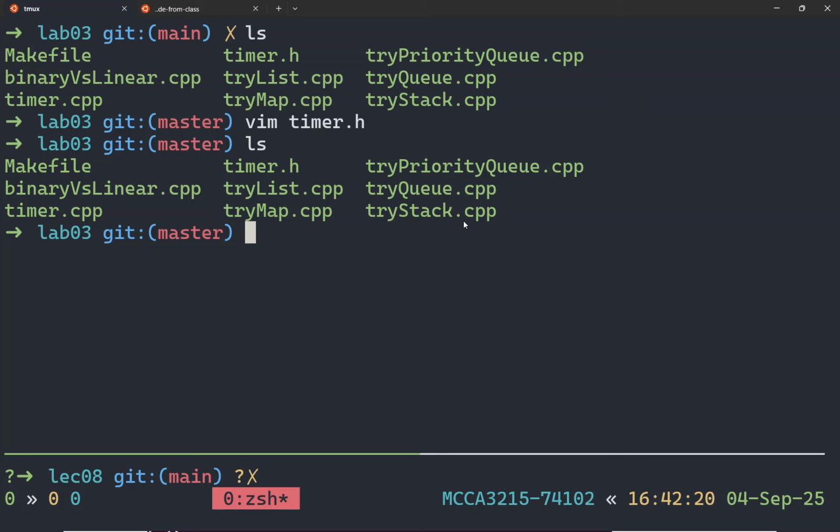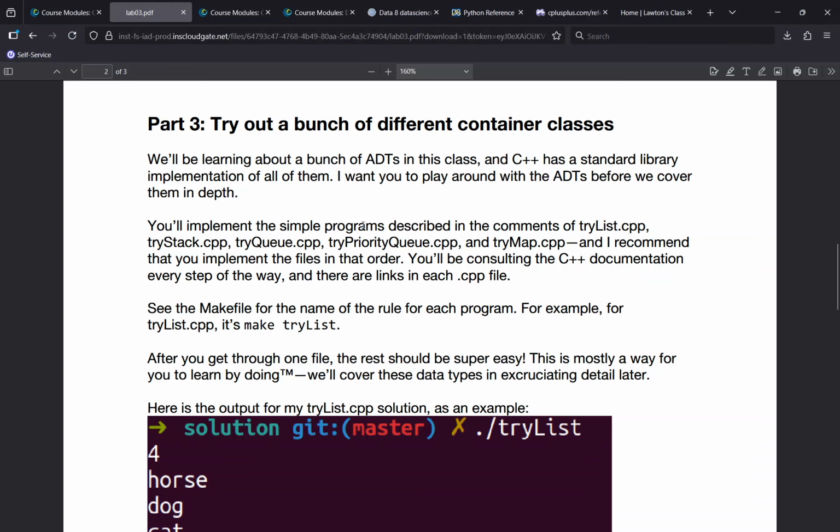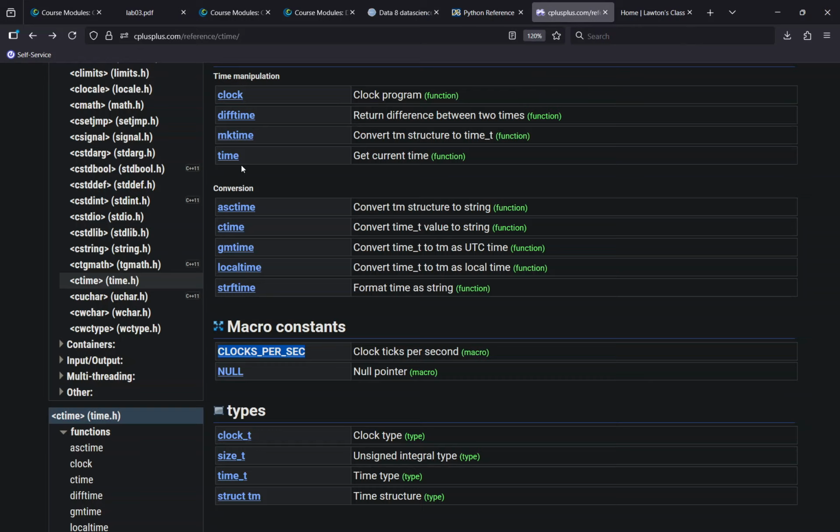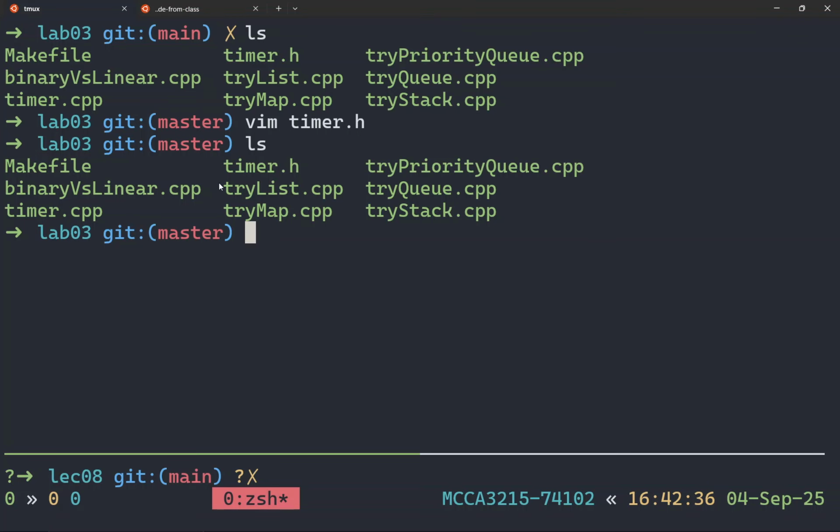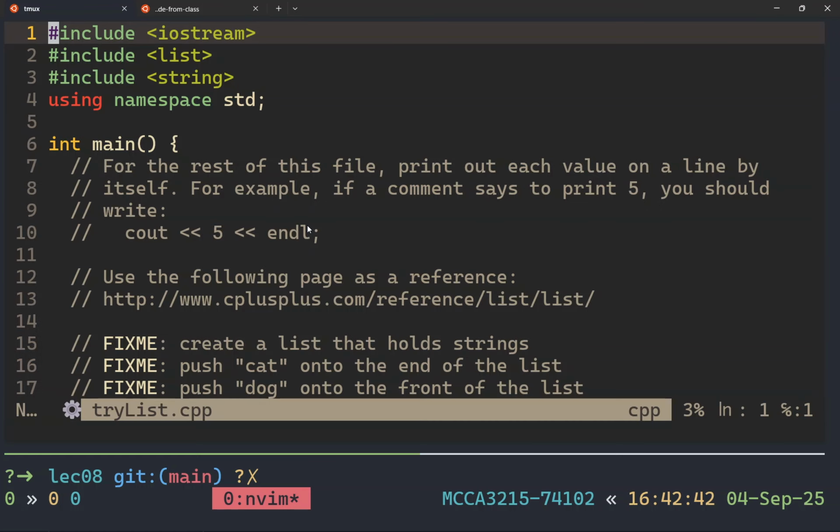So just like vector, you implemented that. Eventually you're going to implement linked list, but there's a list class in C++. Go and use that. Go and understand it. All right, so that's what I want you to do. We're going to learn about a bunch of ADTs, and C++ has implemented a bunch of ADTs. So for example, trylist.cpp, they're all going to look the same.